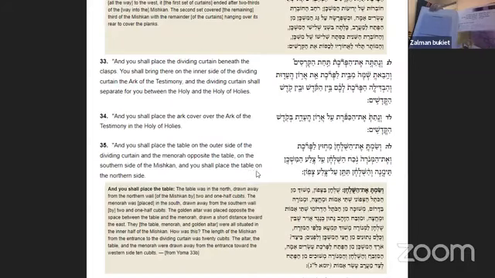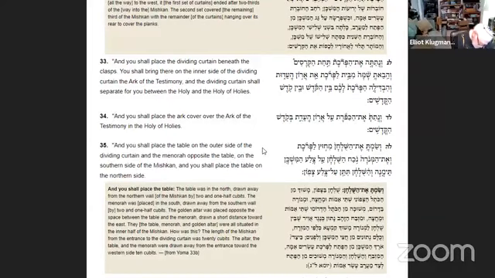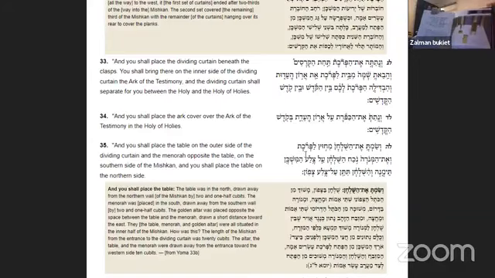And you should place the shulchan. Let's see if it has a picture of the shulchan. Or right here, you can see. So you should put the shulchan michutz lapareches, on the outside of the dividing curtain. That's hamenorah neichach hashulchan, and the menorah opposite the shulchan. So you have the shulchan and you have the menorah opposite it.